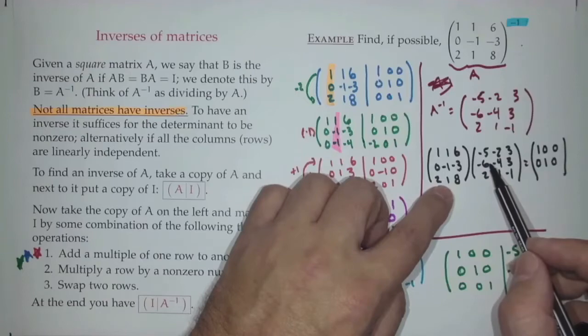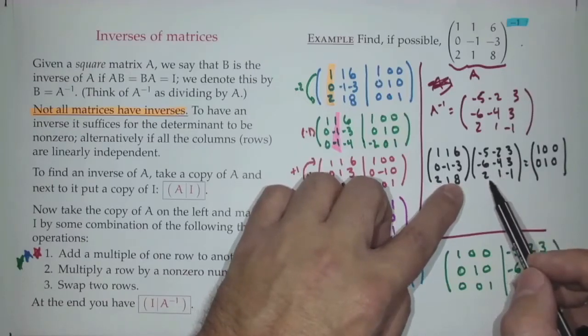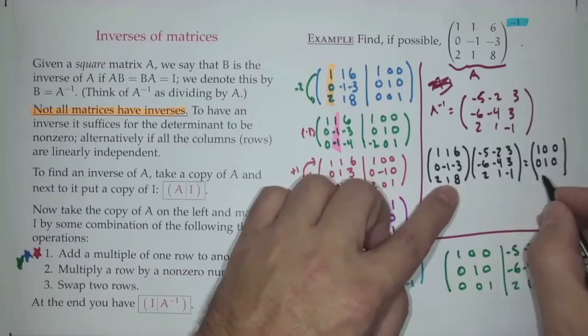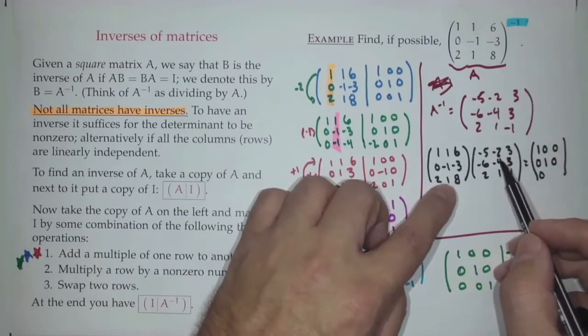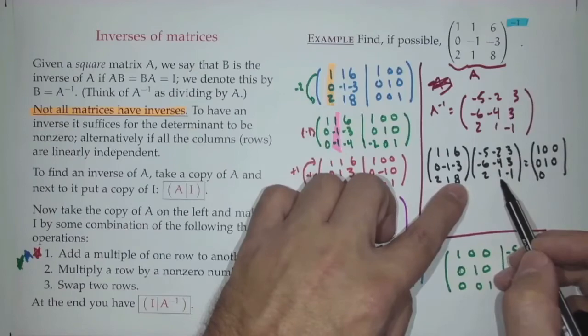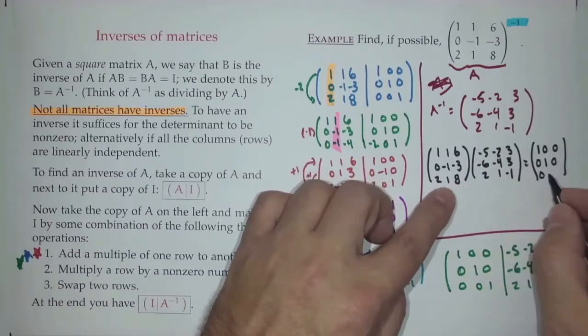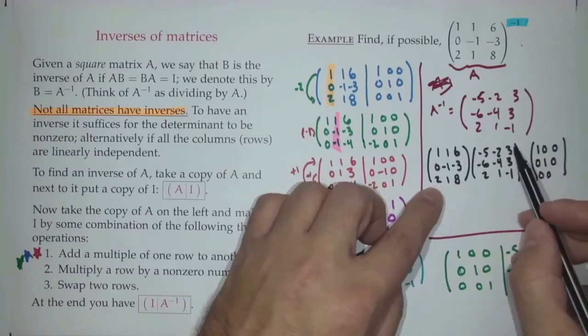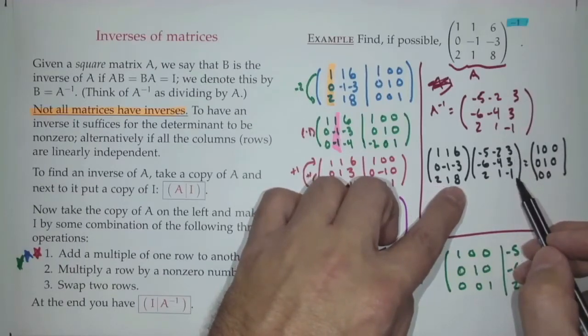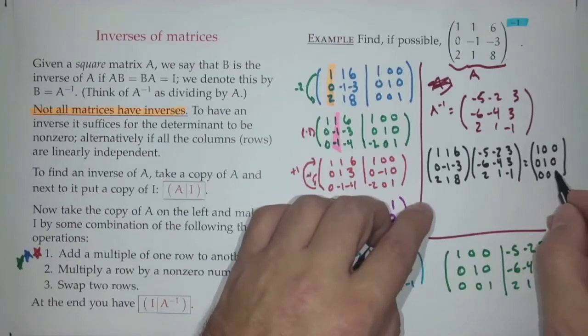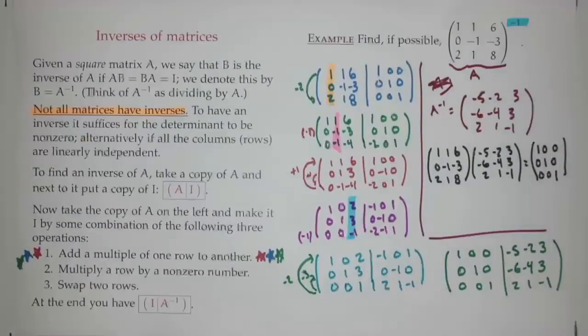Minus 10, minus 6. That's a lot of minuses. Plus 16. 0. Minus 4, minus 4, plus 8. 0. 6 plus 3 minus 8. 1. So it works. All right, so it works. At least it worked this one time.